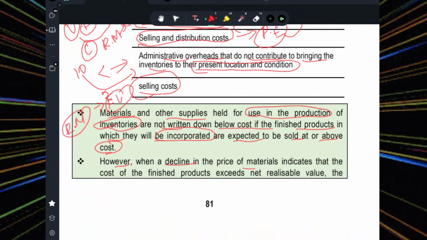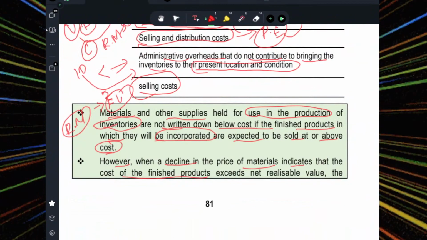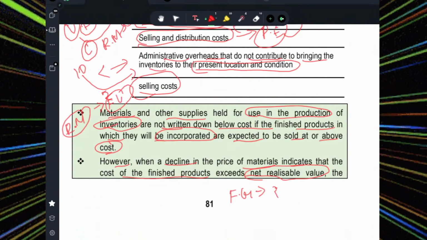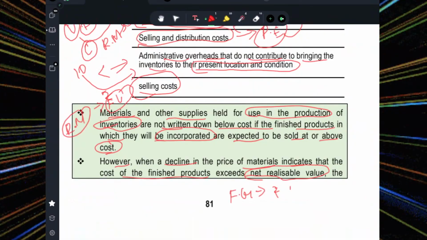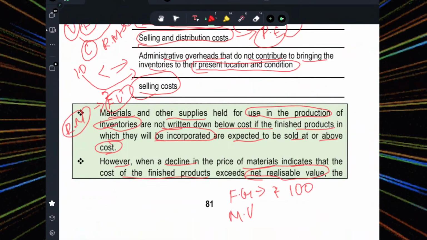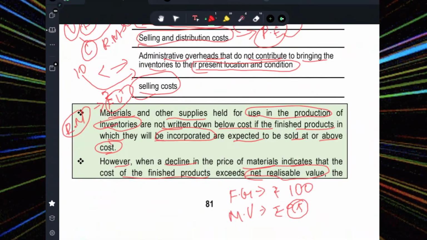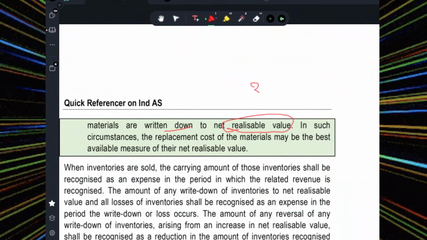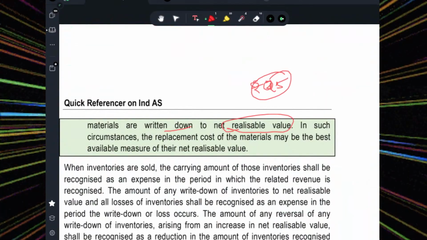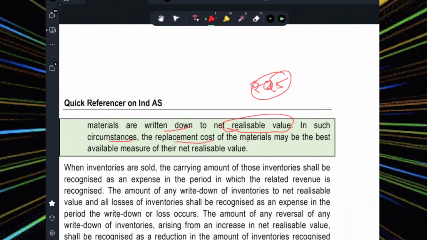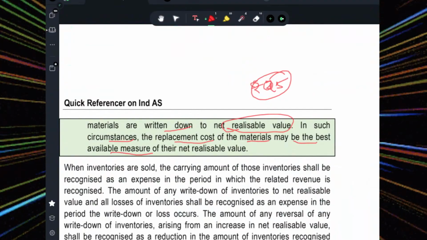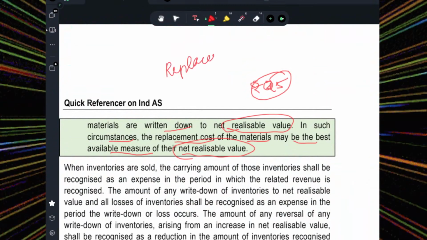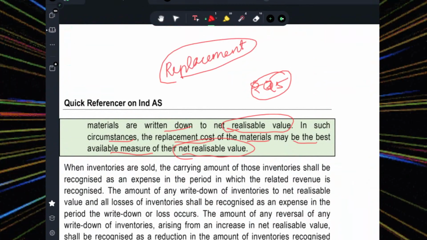However, when a decline in the price of material indicates that the cost of finished goods exceeds the net realizable value, the materials are written down to net realizable value. So I have finished goods whose actual cost is 100 rupees, but the market value of the goods is only 95 rupees. Then you should work on 95 rupees, not 100 rupees. In such circumstances, the replacement cost of the material may be the best available measure of the net realizable value. What is replacement cost? If you want to replace this product with another product, what is the replacement cost? That you should understand.